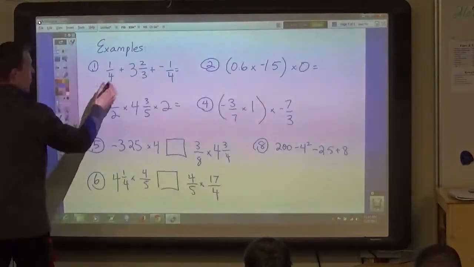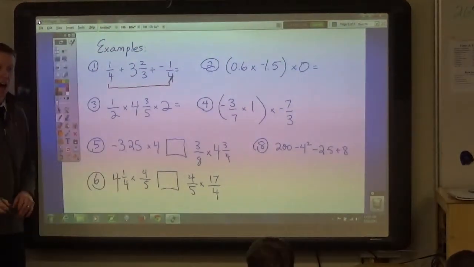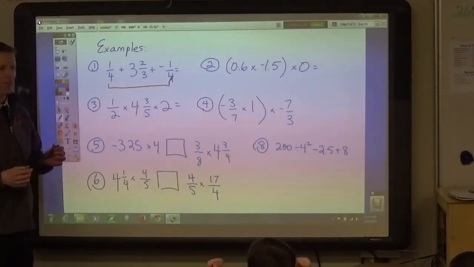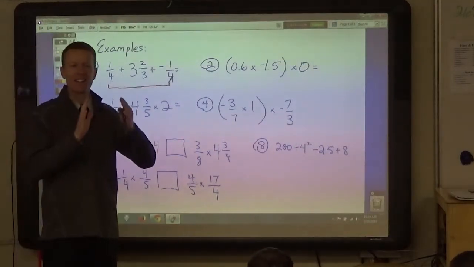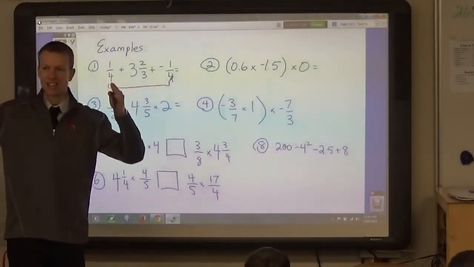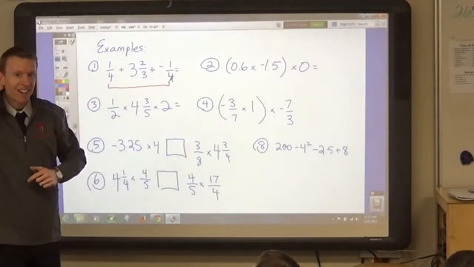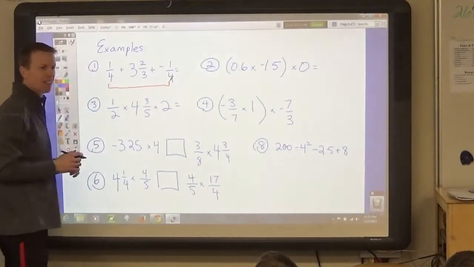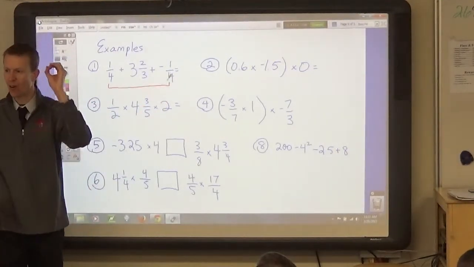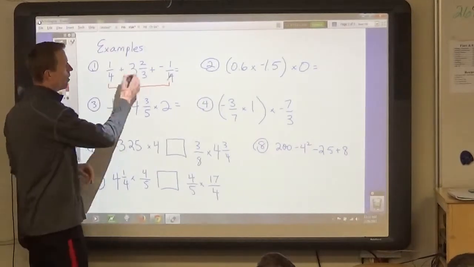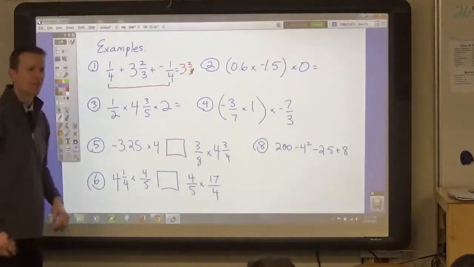And these, what are these numbers called? Remember when we talked about the number lines? The same distance on the other side. They're opposites. Yes. When you add opposites, they equal 0. And then we're left with 3 2/3.